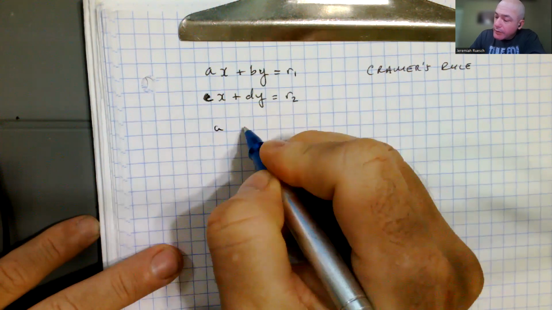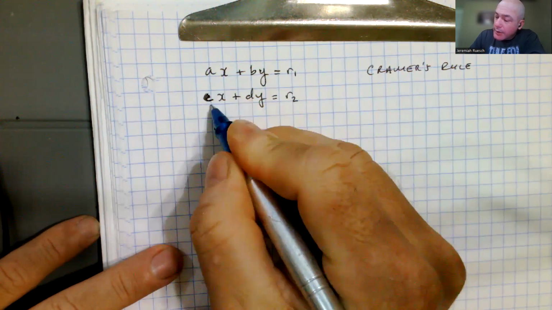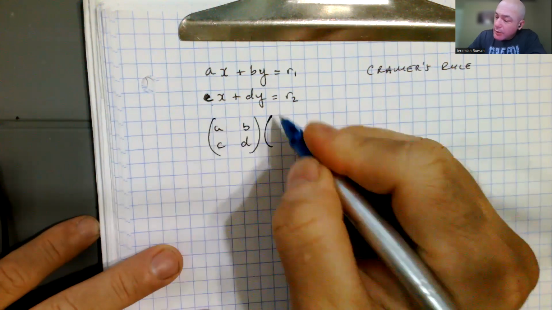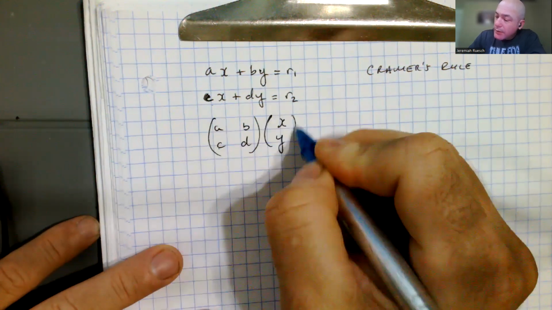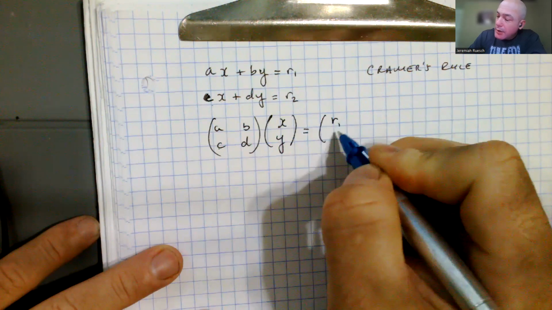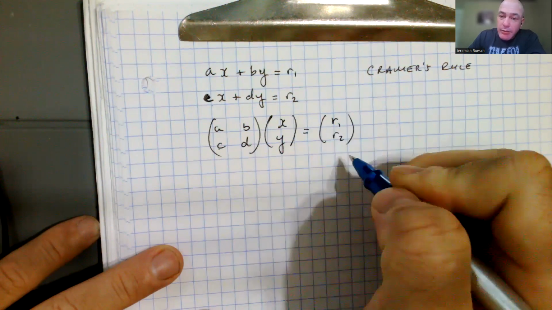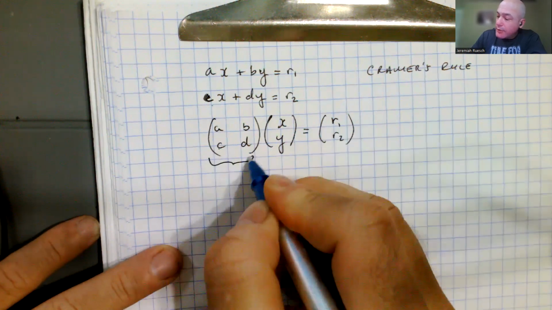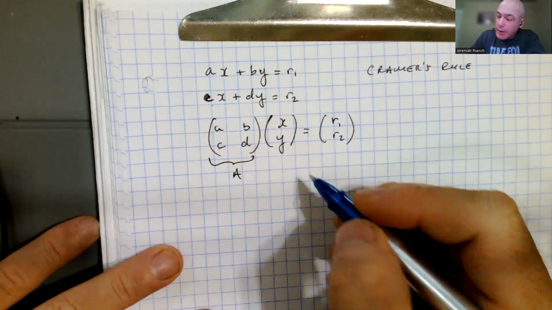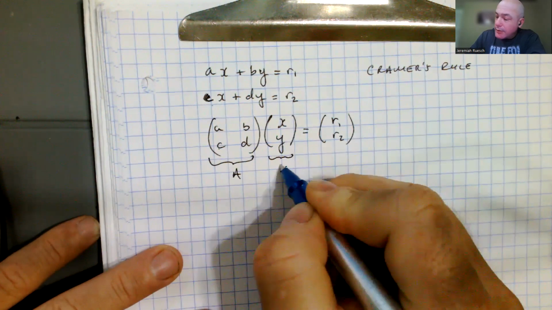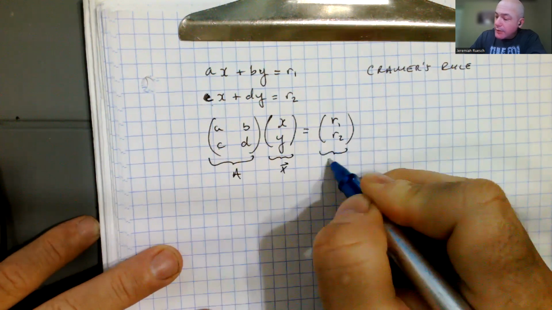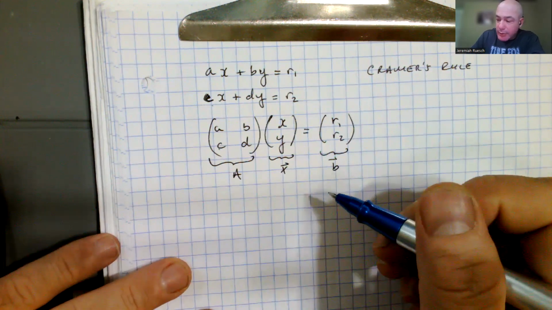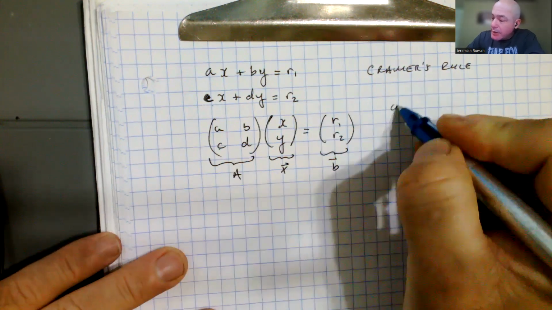So my coefficient matrix will be A, B, C, D. My unknowns are X and Y, and my knowns, my column B vector, is R1 and R2. Okay. So this is usually what we call capital A. This is what we call X, and this is usually what we call B, just in case that hasn't been super clear at this point. Okay.